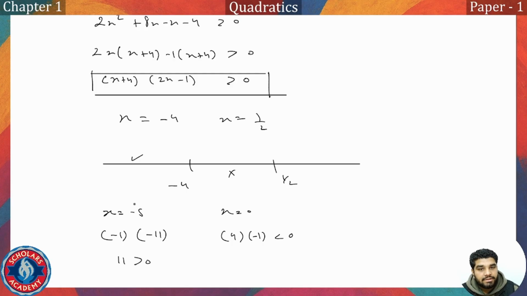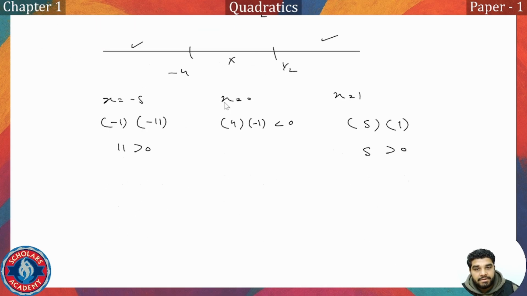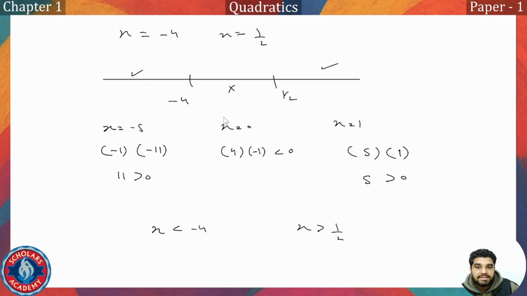Let's check the third interval. When we take x equal to 1, it is 5 and 1, which is 5, which is greater than 0. Yes, we'll also accept this interval. The intervals that we are getting are when x is less than negative 4 and when x is greater than 1 by 2. So these are the two intervals that we'll accept.